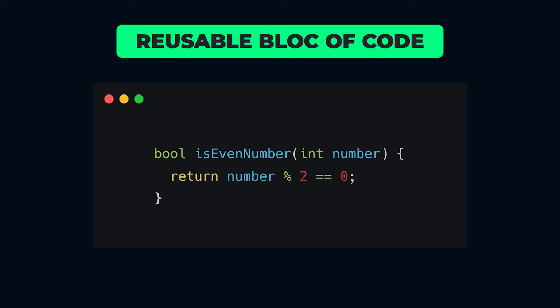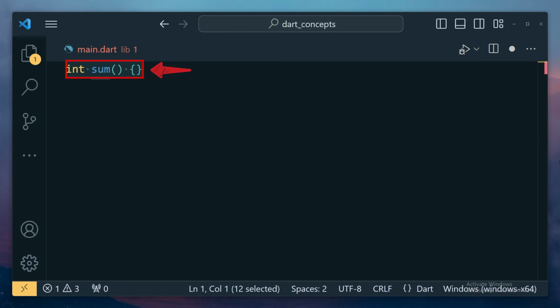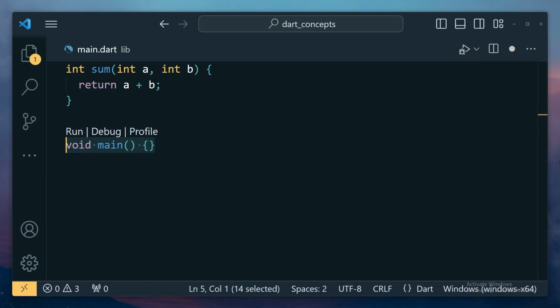Functions are reusable blocks of code that perform specific tasks, like a set of instructions to perform some calculations. For example, let's create a function named sum which takes two integer arguments a and b and returns the sum of these numbers as the result. Now inside our main function, we can then call this function with different values to perform the addition operation.